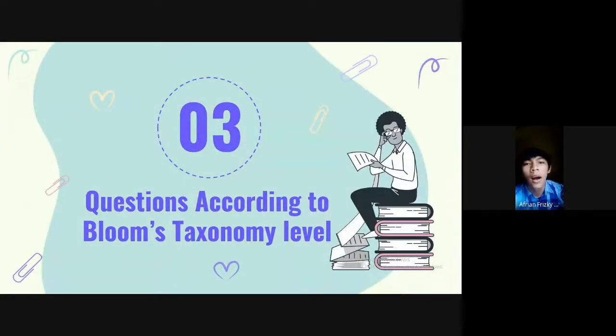And we have discussed the abilities and the Bloom taxonomy. And now, what is the question of mathematics according to Bloom's taxonomy level, also NCTM abilities? The first question according to Bloom's taxonomy level will be explained by Salma. Okay, please Salma. Okay, thank you, Afrian.